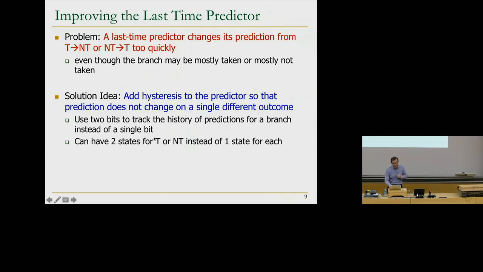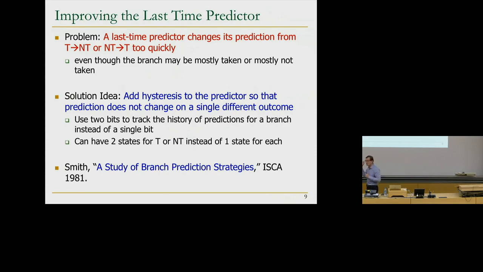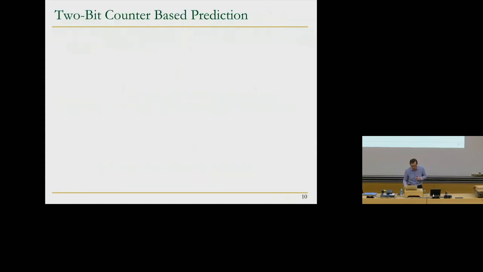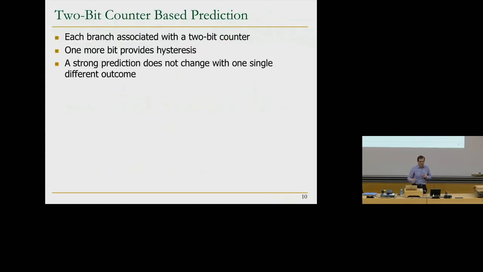Now you can actually have 2 states for taken and 2 states for not taken instead of 1 state for each. And this was introduced in the seminal paper written by Jim Smith in 1981. And that became the state of the art very quickly in modern machines. So basically, what does it mean? Each branch is now associated with a 2-bit counter as opposed to a single-bit counter. 1 more bit provides hysteresis. A strong prediction does not change with a single different outcome. You have to wait for 2 different outcomes.